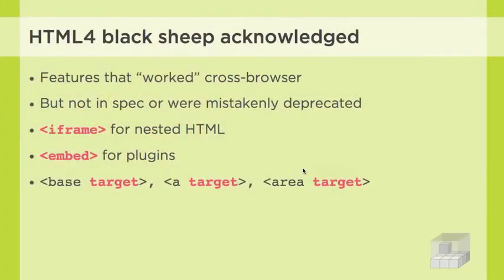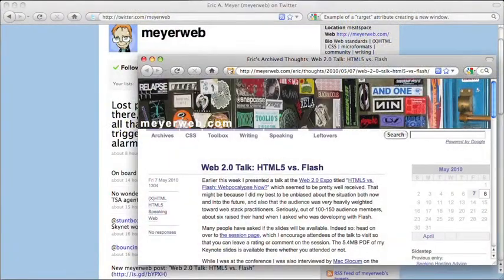The target attribute is one that was hotly debated because it was often seen as something presentational. Not only that, it was seen as something that was actually bad for the user interface because, well, no one likes pop-up windows, right? Well, it turns out that most of those annoying pop-up windows don't come from the target attribute, but rather come from JavaScript.